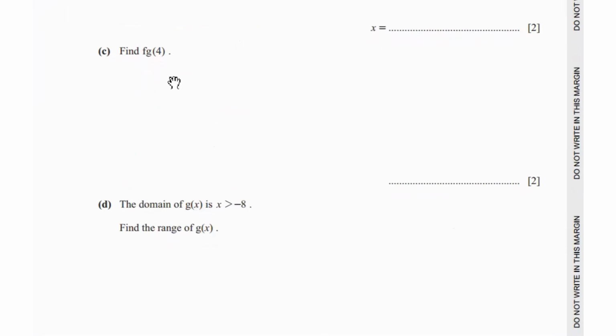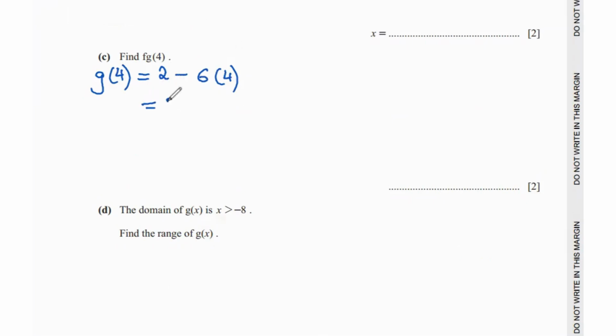Then find f of g of 4. So g of 4 is 2 minus 6 times 4. That's going to be 2 minus 24, which is negative 22. Now we find f of negative 22.